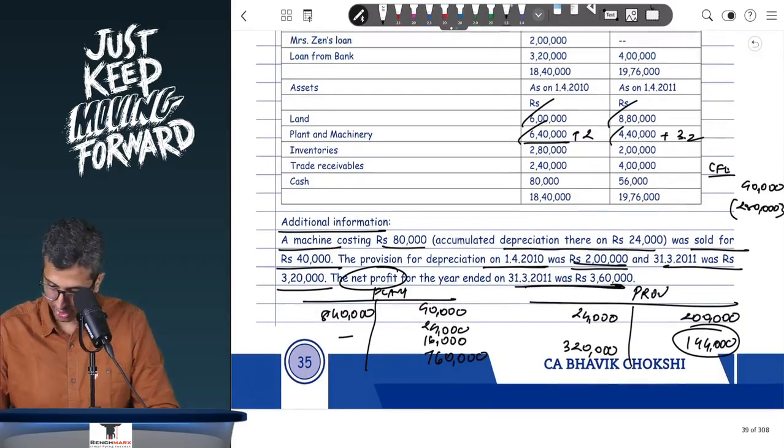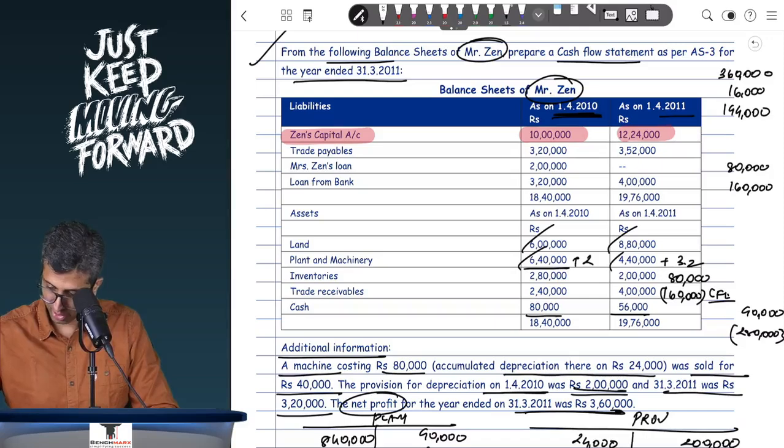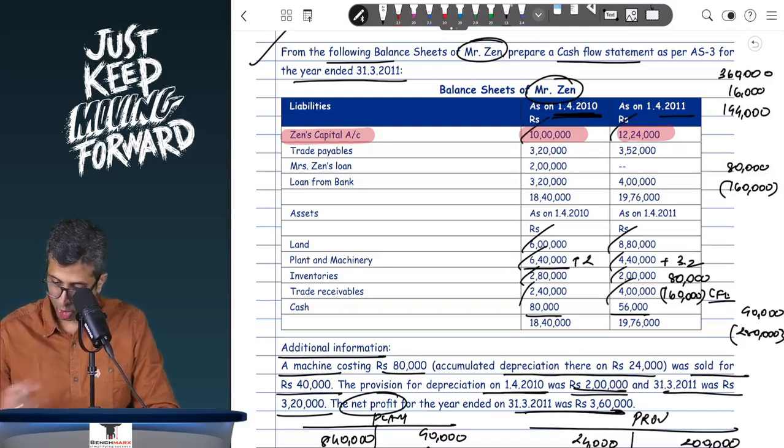Inventories. Over here, यार ये एक बार clear हो जाता है. This is decrease in inventory. So 80,000 you will add. Trade receivables. Increase. 1,60,000 you will deduct. Cash opening 80, closing 56. तो यहाँ पे क्या होएगा? 80,000. Add 1,60,000 for trade receivables. Deduct. This is done.